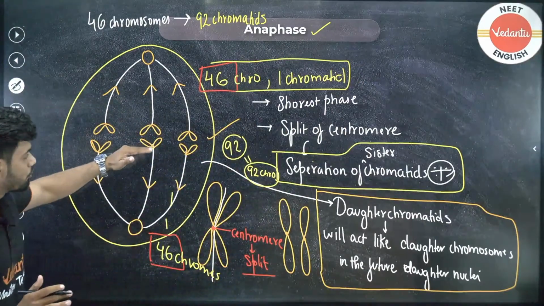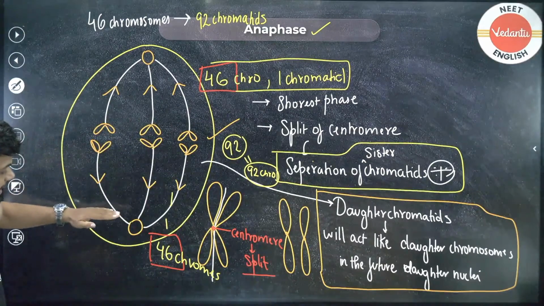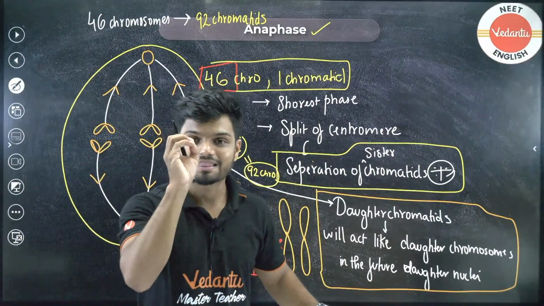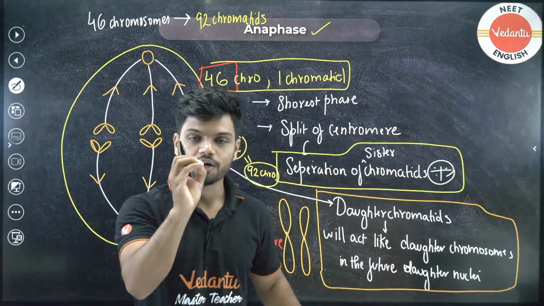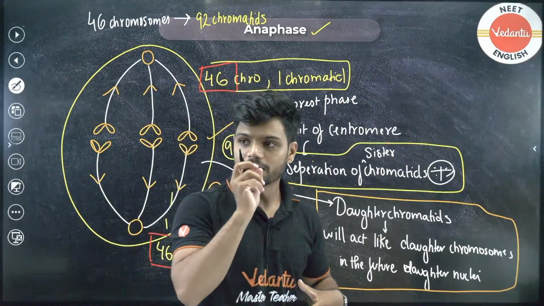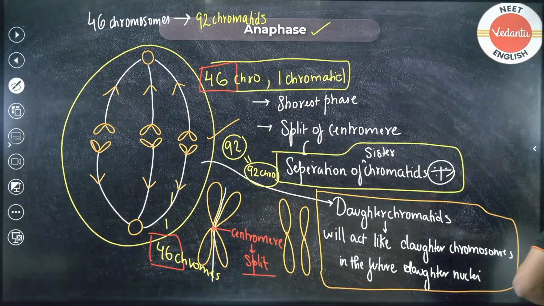So 46 chromosomes on this side with a single chromatid. 46 chromosomes on this side with a single chromatid. And that is the foundation of your 4C, which I will tell you in the next few minutes. Did all of you understand this concept? Tell me yes or no in the chat quickly.